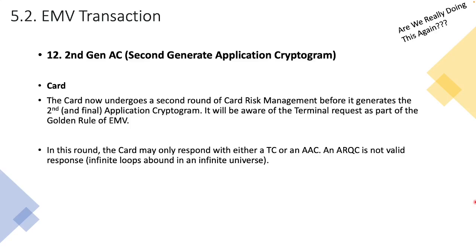It cannot come back with an ARQC or a decision to go online, because obviously we've just come back from online. We've gotten the issuer host decision. There's no need for us to go online again to get any additional information from the issuer host, right?